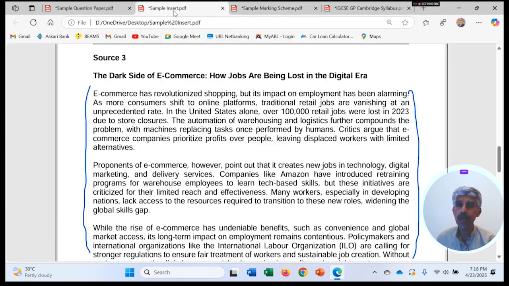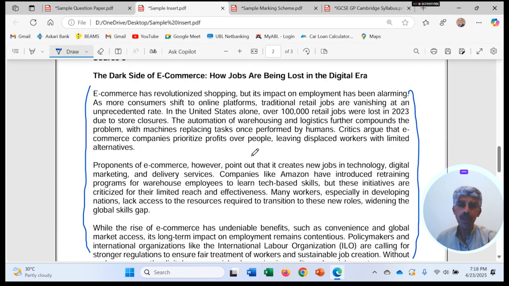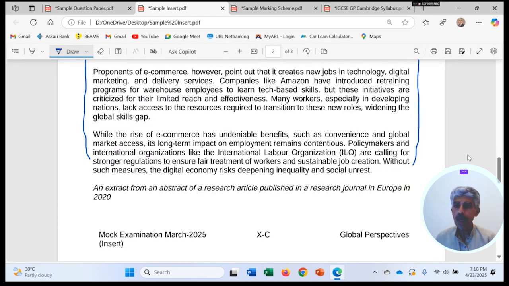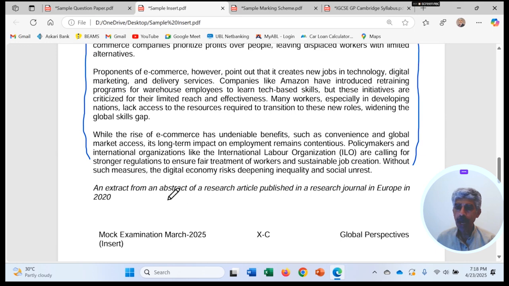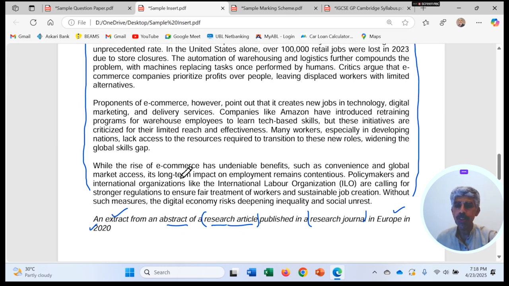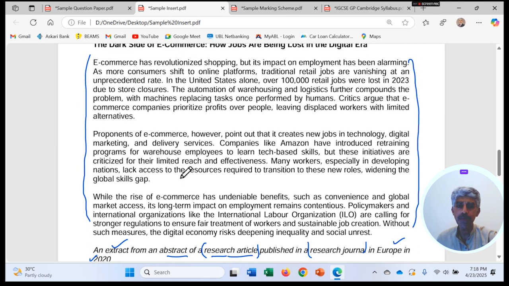As we go to the insert, we will find out that it is an extract from an abstract of a research article, someone's research published in a research journal in some research magazine in Europe in 2020. So this is the caption for the whole of the source given over here in these three paragraphs.